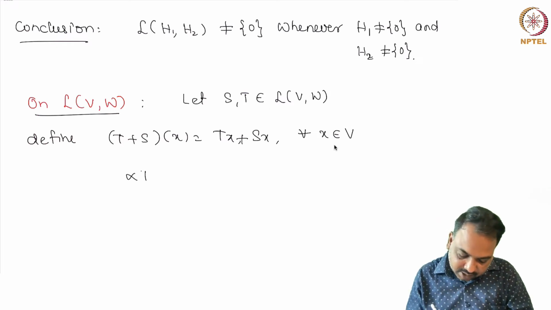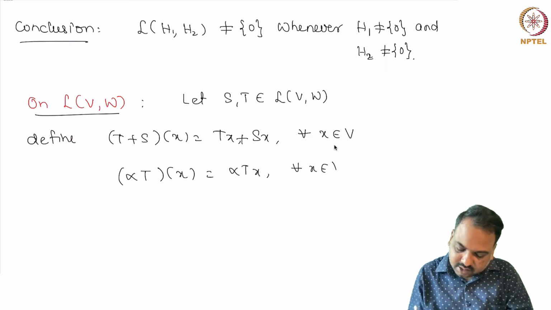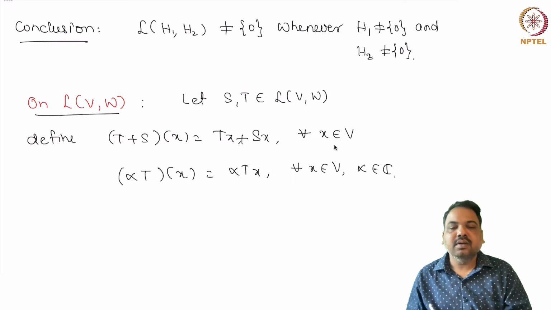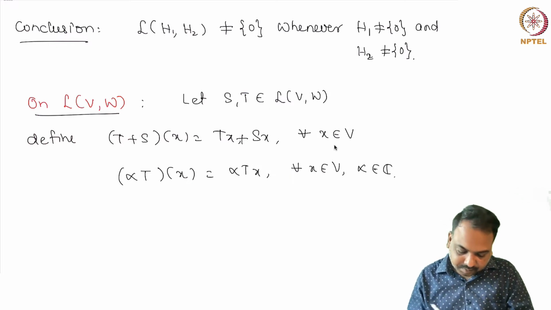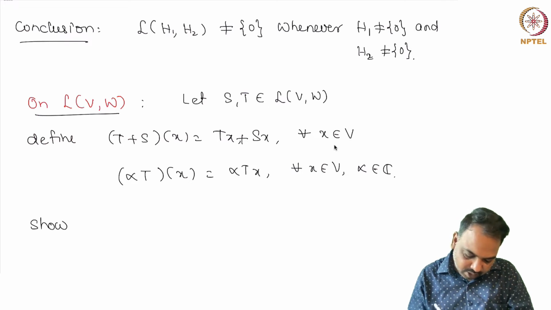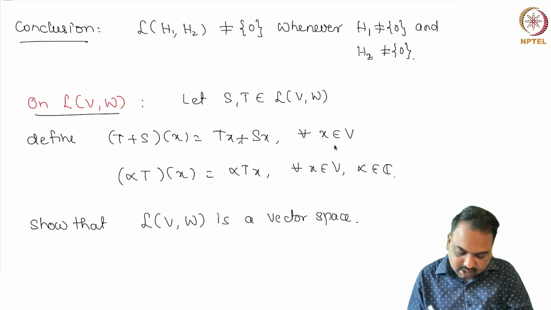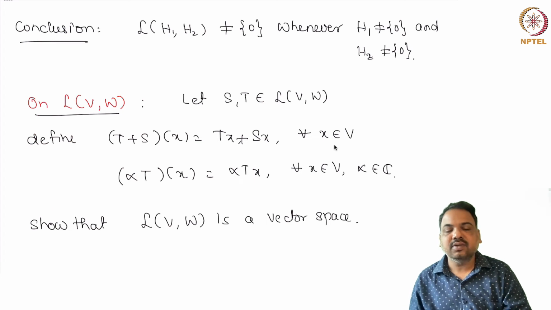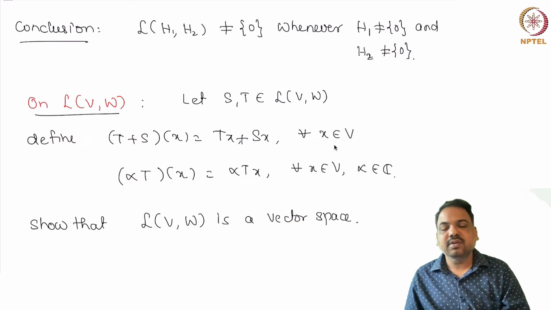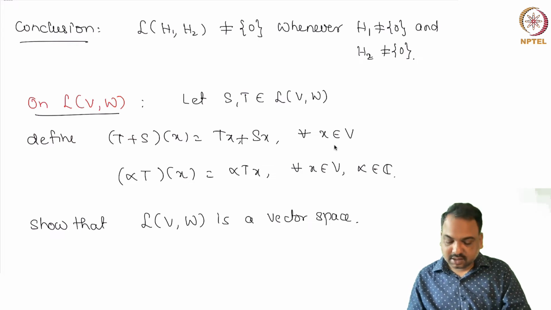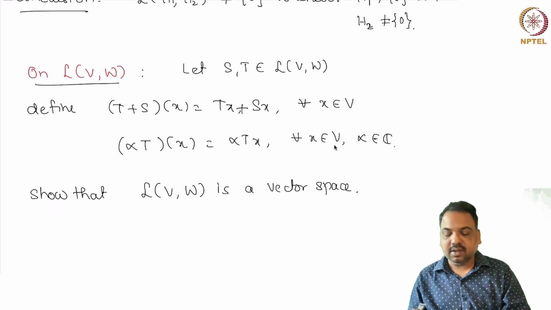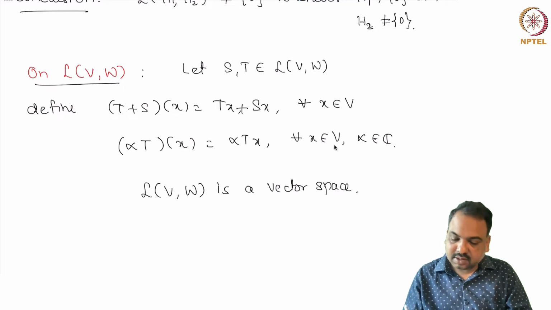Then (alpha T) at x is nothing but alpha times Tx for every x in V, and alpha is in C. With these two operations we can check, show that this is a vector space. It is trivial actually. So the sum of two linear transformations or linear maps is linear, and if you multiply a scalar with a linear transformation, that is again linear. So from that we can conclude that it's a vector space.